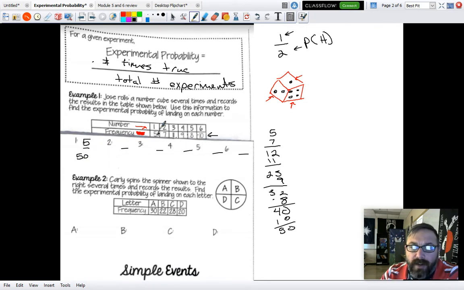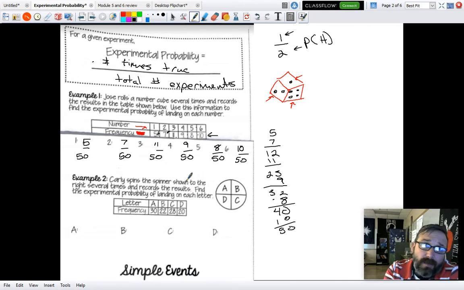Okay. Well, number 2, how many times was it true? It was true 7 times, but 7 out of how many? That's right, the number of experiments didn't change. It's still 50. Number 3, it landed on that 11 times out of 50. On number 4, it landed 9 times out of 50. Number 5, it landed 8 times out of 50. And number 6, it landed 10 times out of 50. So we have just found the probability. Now you could show this in a decimal or a percent if you wanted to compare these numbers. Since they all have the same denominator, it's pretty easy to compare.